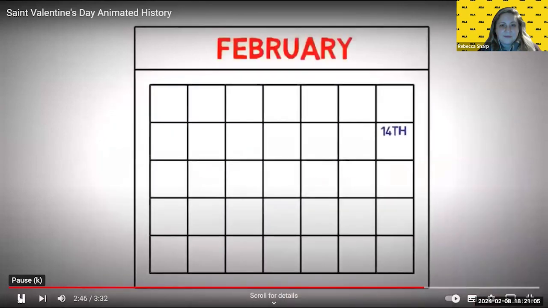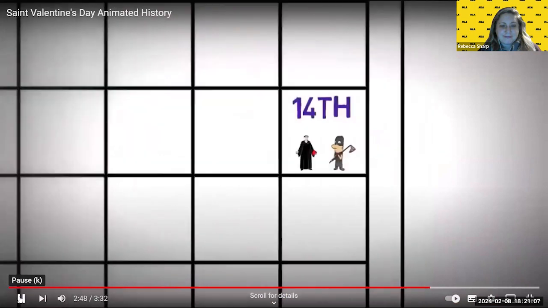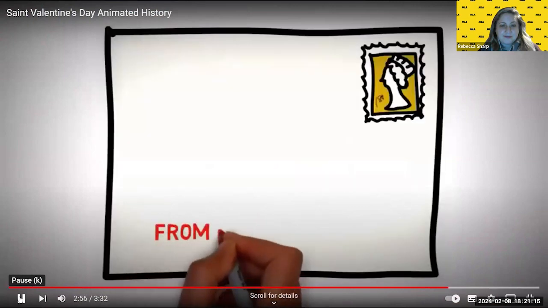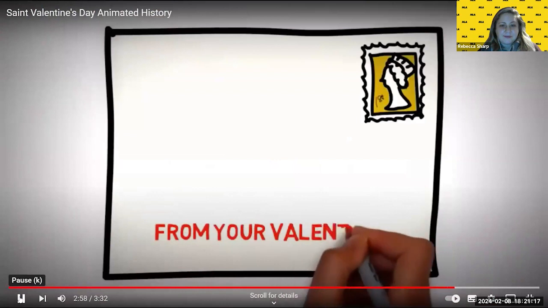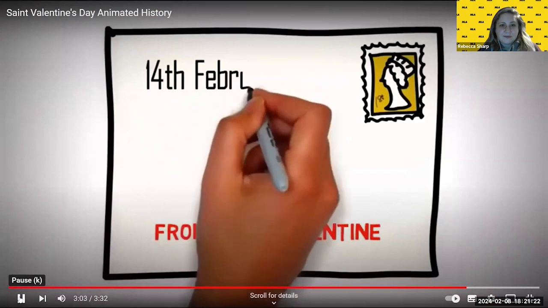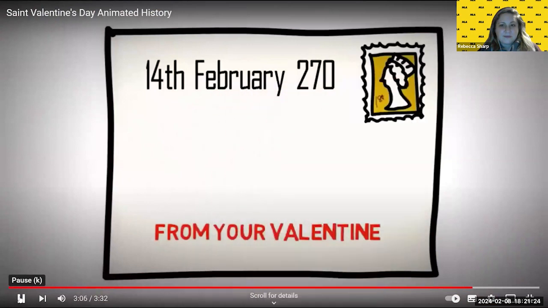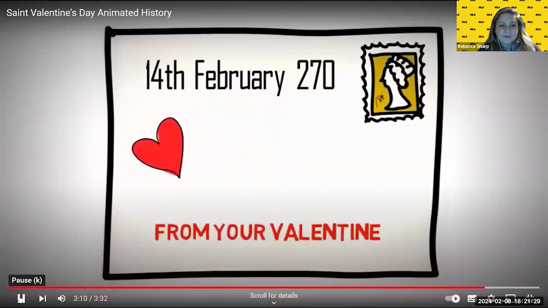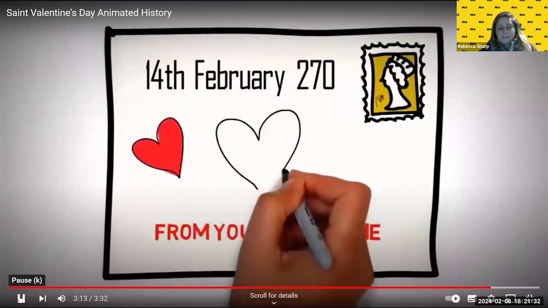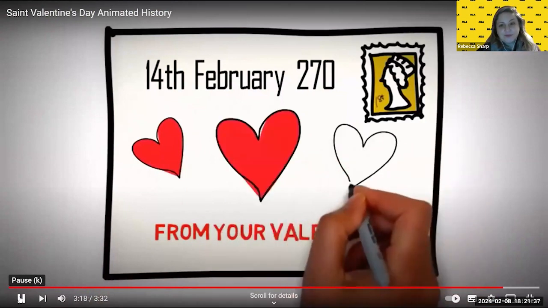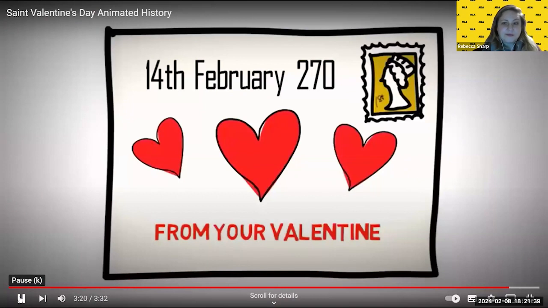Valentine's execution was set for the 14th of February. On his last night on earth, he wrote his final message to the girl. He signed his love letter, "From your Valentine." This took place in the year 270, and ever since, lovers have sent each other messages on February the 14th with the same signature. And that's the story.